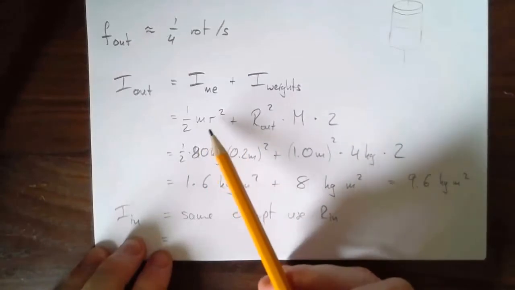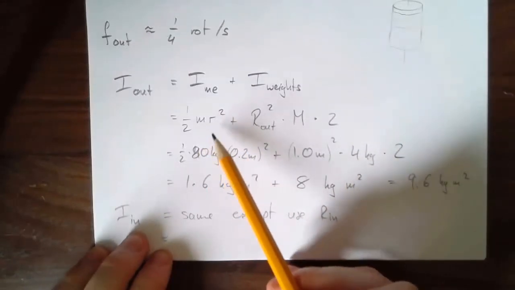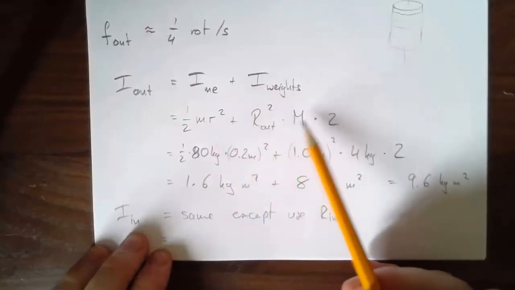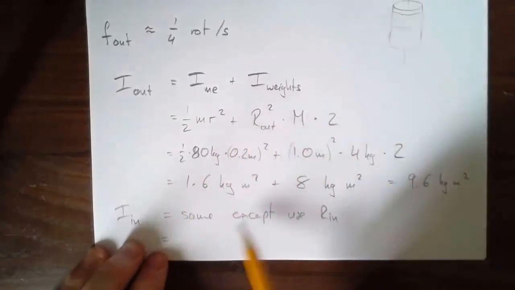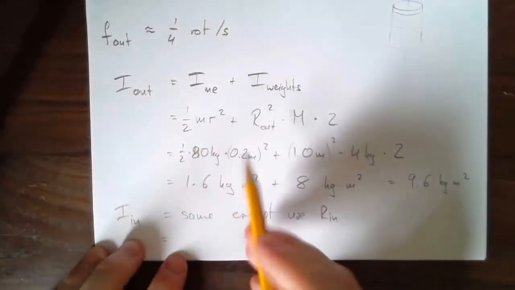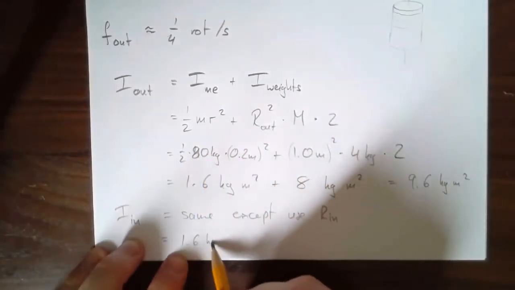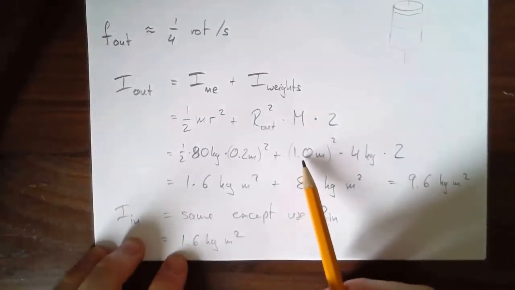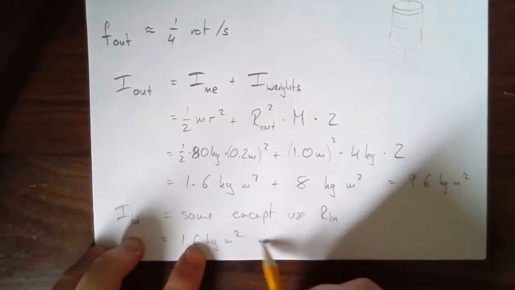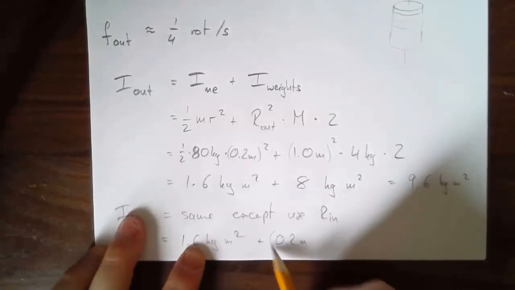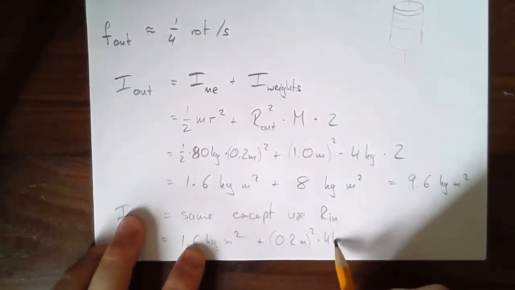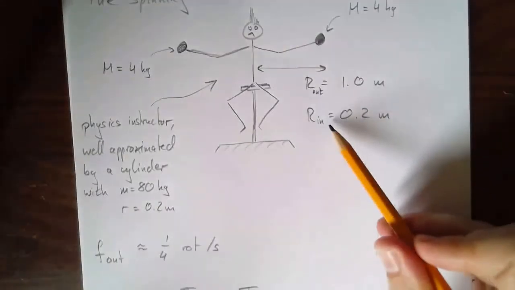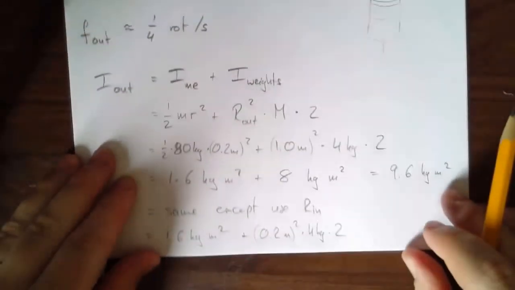I am ignoring my arms. Of course, my arms actually changed my moment of inertia a bit too, but let's just pretend it's included in the effect of the masses, or we just ignore it. It doesn't really matter. So I'm going to get 1.6 kilogram meters squared, but now I'm going to add to it not 1 meter squared, but 0.2 meters squared times 4 kilograms times 2. So this was the value here, R in instead of R out.